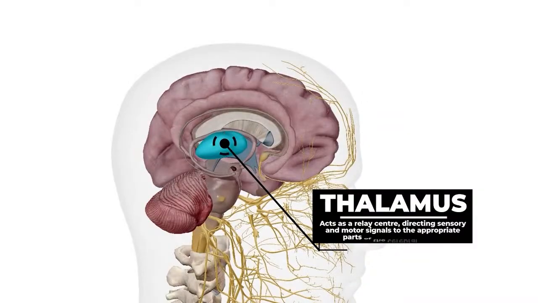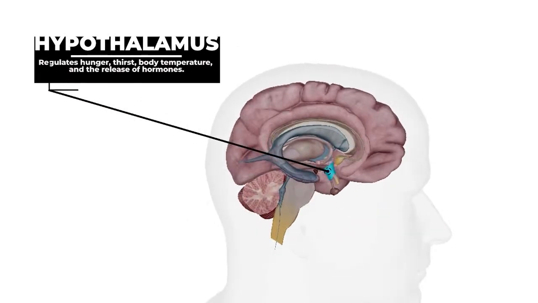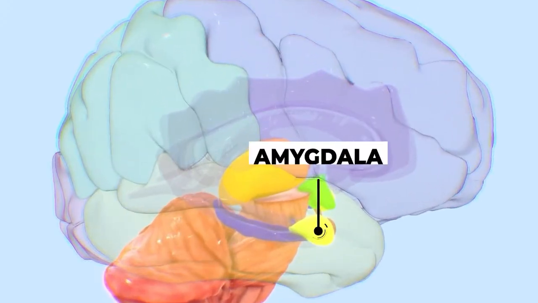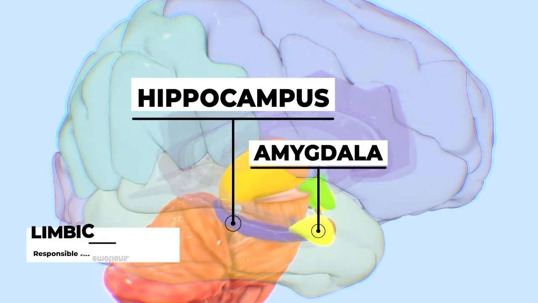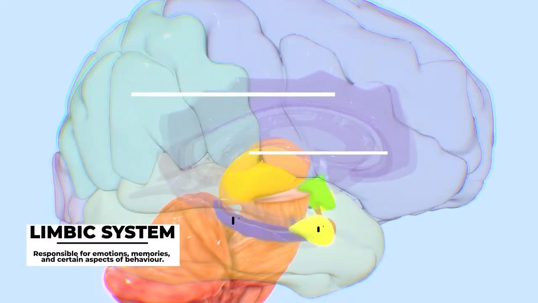Thalamus. Acts as a relay center, directing sensory and motor signals to the appropriate parts of the cerebral cortex. Hypothalamus. Regulates hunger, thirst, body temperature, and the release of hormones. Limbic system. Contains structures like the amygdala and hippocampus and is responsible for emotions, memories, and certain aspects of behavior.